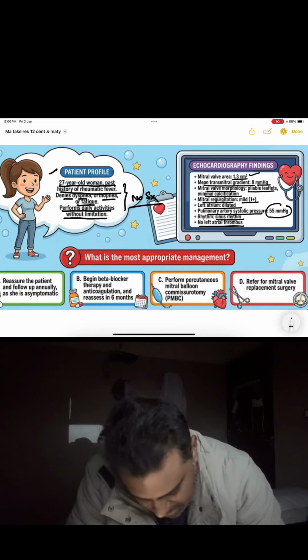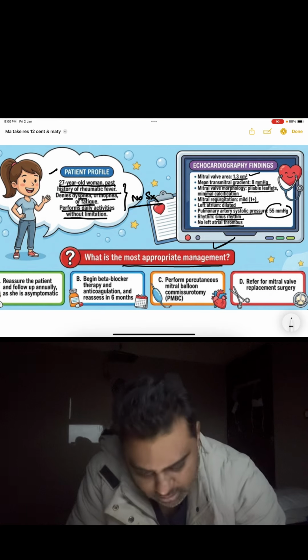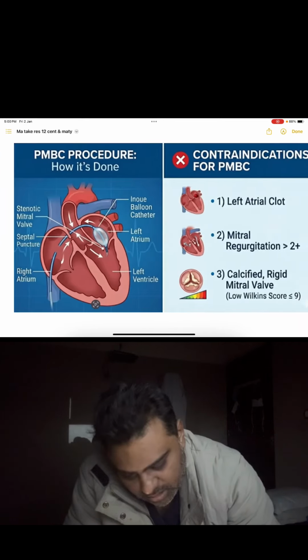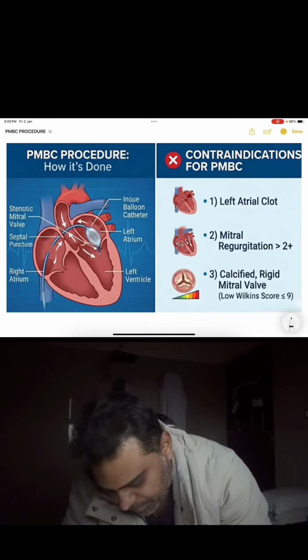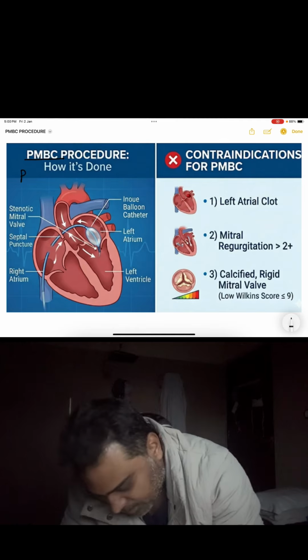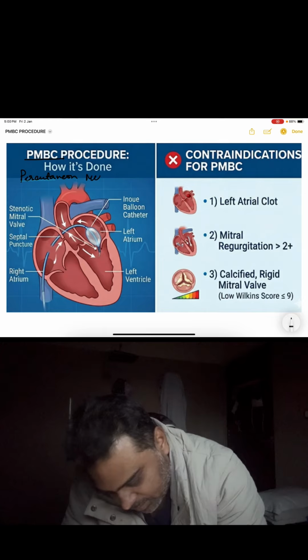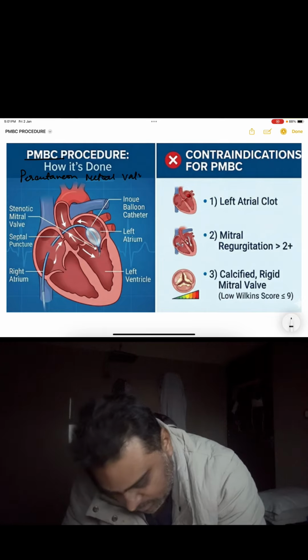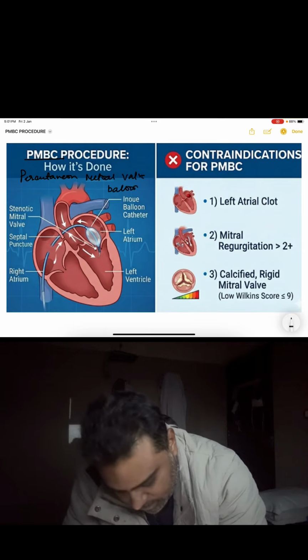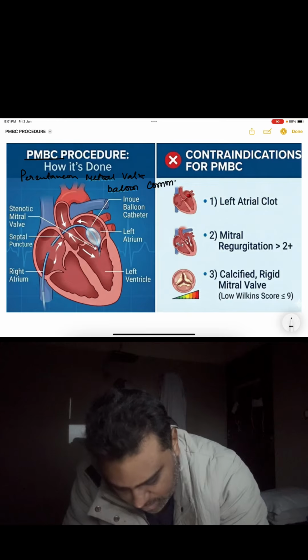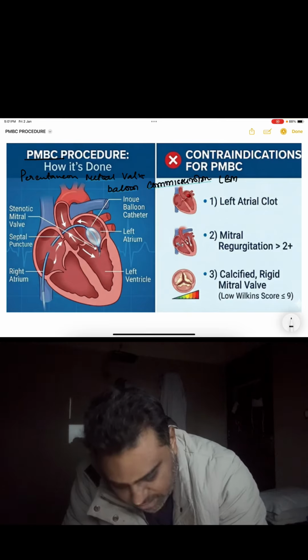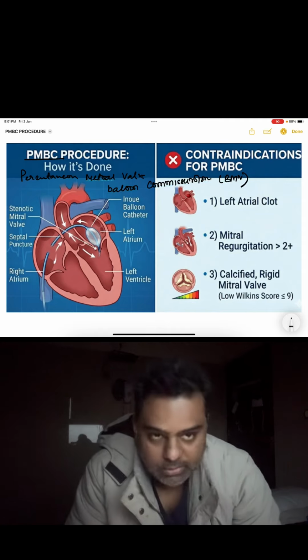Now they are asking what is the most appropriate management. So before understanding the management, come to this thing that what is PMBC. PMBC means percutaneous mitral valve balloon commissurotomy. It is also known as BMV, that is balloon mitral valvuloplasty.